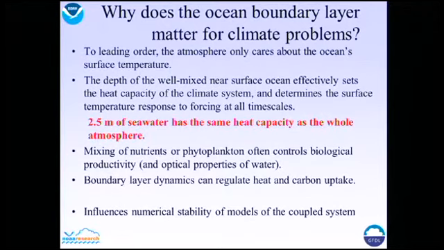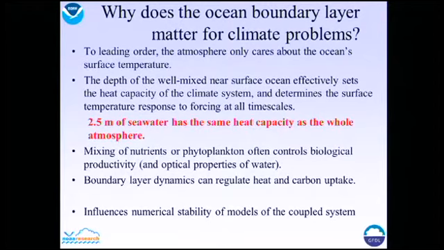Moreover, many of us care about life in the ocean, either because we're inherently interested in it, or because we like to eat it, for instance. The mixing of nutrients and phytoplankton can control a lot of biological productivity. If the mixed layer is too deep, the phytoplankton get mixed out of the region where there's enough light to stay alive, and so they don't really bloom.